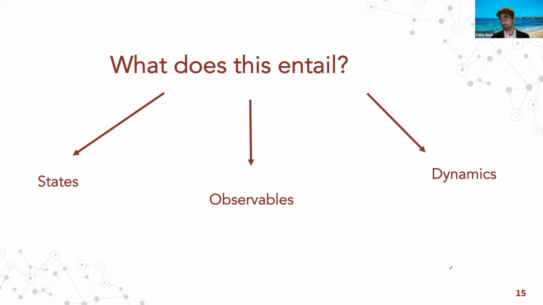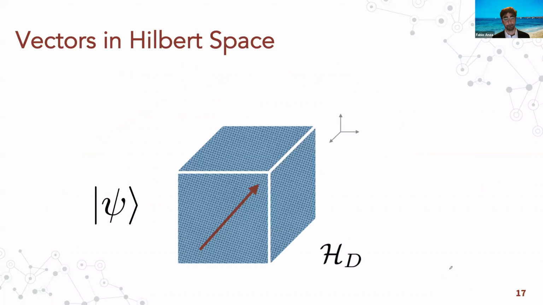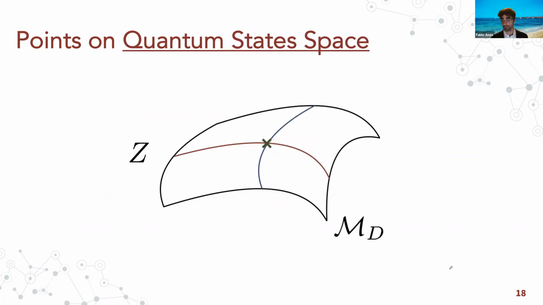So what does this mean for the three crucial objects, states, observables, and dynamics, in geometric quantum mechanics? I'm just going to quickly go through and compare the standard and the geometric formulations, to give you a more accurate idea of what this means practically. Pure states are vectors in a Hilbert space, or in geometric quantum mechanics, we can think of them as points on a manifold.